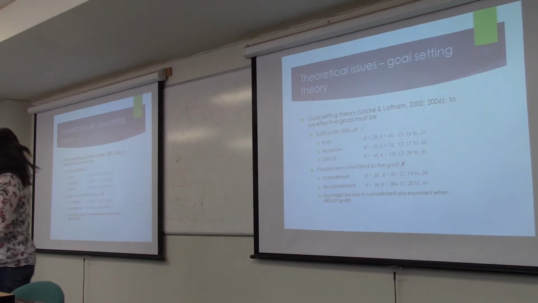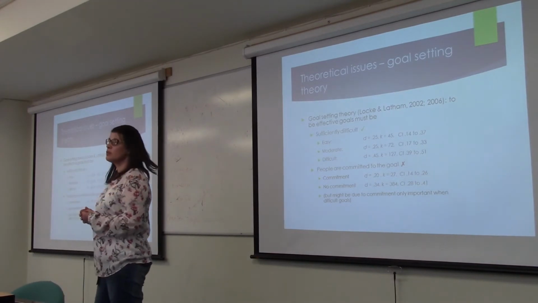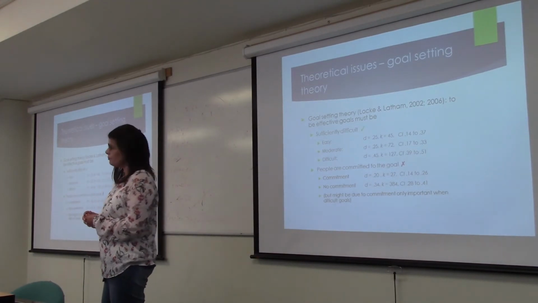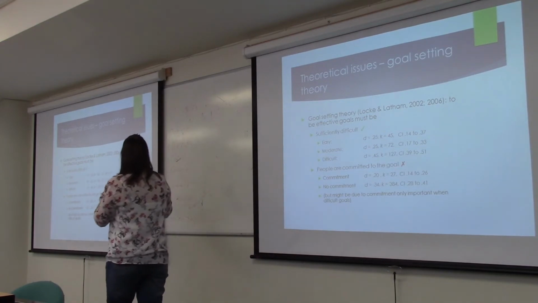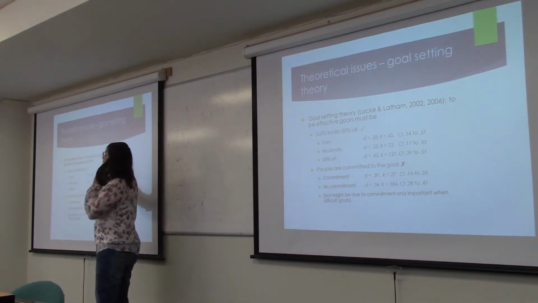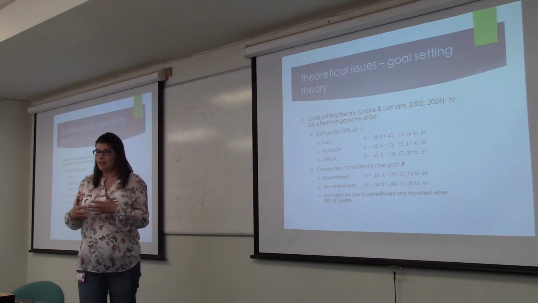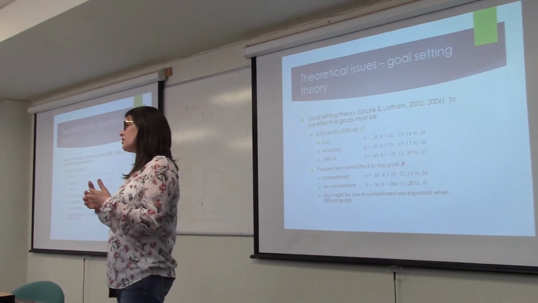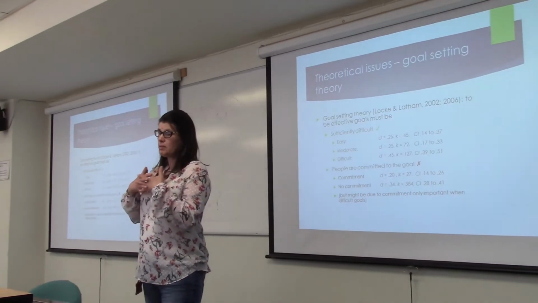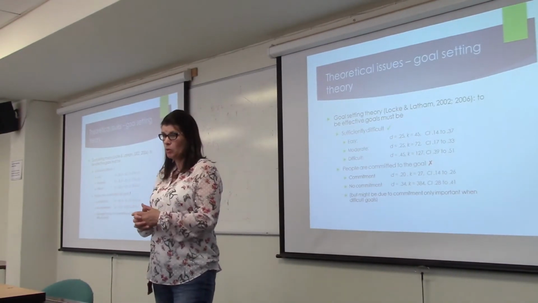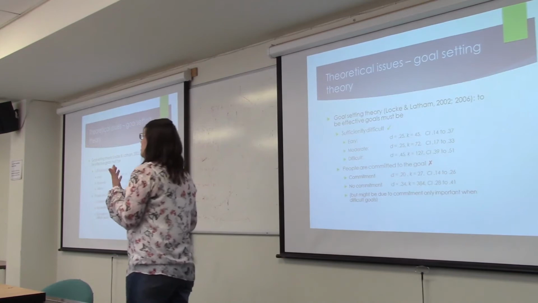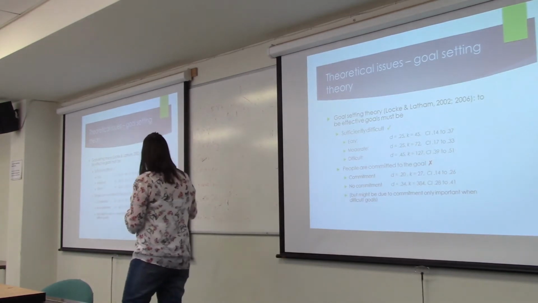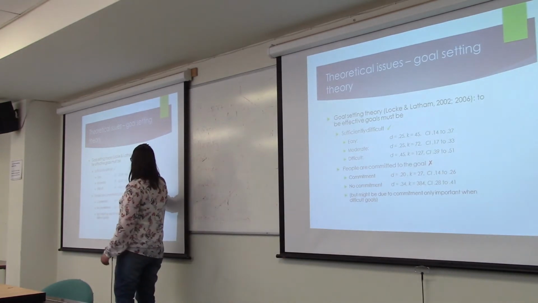So we've covered the applied issues, which would be useful for people who want to do goal setting interventions, but found the theoretical issues really interesting. So the goal setting theory we based on is the old theory by Locke and Latham. And they said there's certain conditions that have got to be fulfilled to make the effective goals. So the goal has to be sufficiently difficult. And we did find evidence for this.